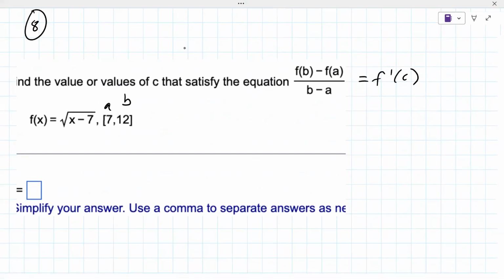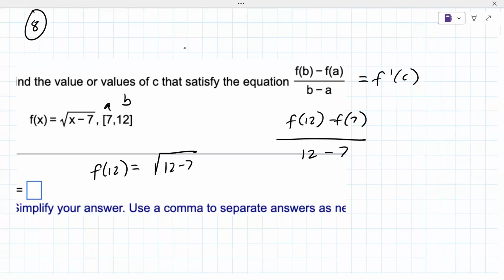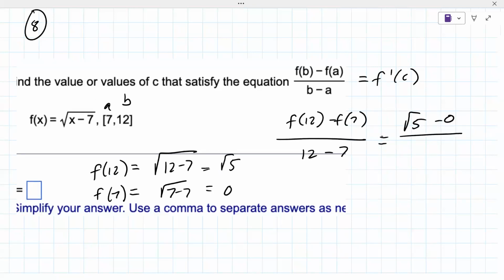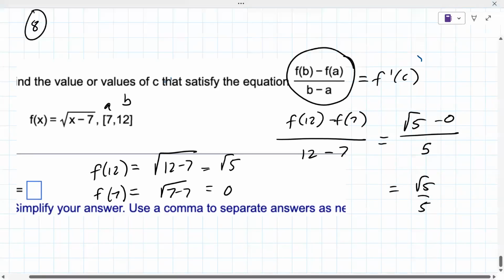So what you're finding first is f of 12 minus f of 7 over 12 minus 7. So f of 12 is putting 12 in for x. Square root of 12 minus 7, well, that doesn't work out, is the square root of 5. F of 7 is square root of 7 minus 7, which is 0. So this ends up being square root of 5 minus 0 over 5, or square root of 5 over 5. So everything we just did is for this part.